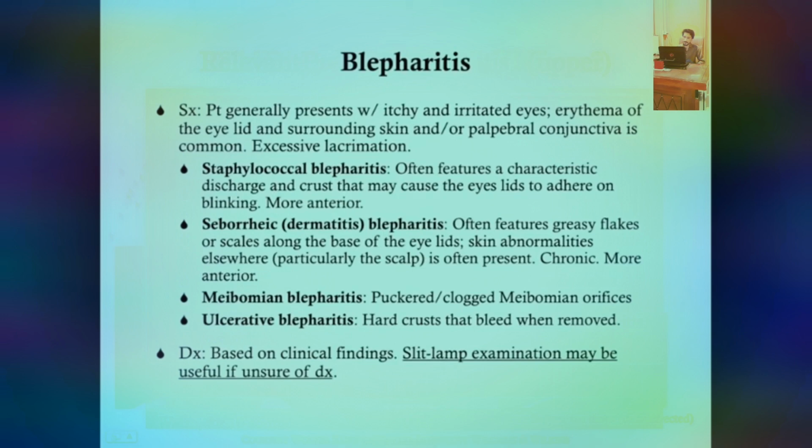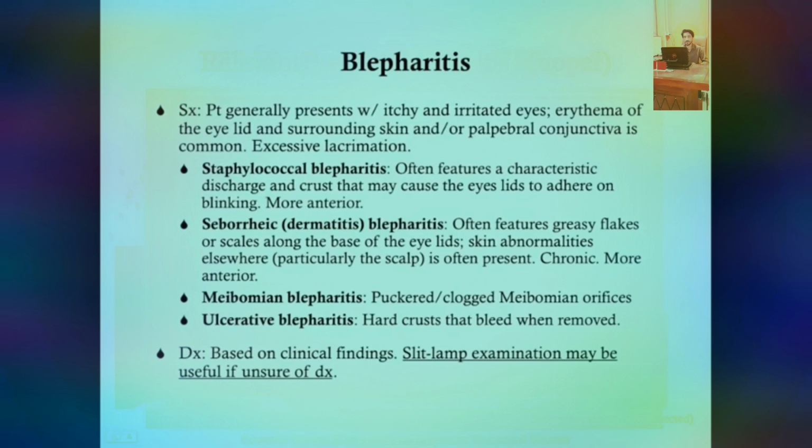A lot of times you'll also see a crust, which is just the discharge dried up. And this tends to be more anterior, more on the outer part of the eyelid than on the inner part of the eyelid. Seborrheic blepharitis, caused from seborrheic dermatitis, often features these characteristic greasy flakes or scales along the base of the eyelashes. And if the patient has seborrheic dermatitis, generally you'll see skin abnormalities elsewhere, particularly the scalp and along the nose. This is a chronic disease, and so the patient will typically have chronic blepharitis in addition to their chronic dermatitis caused from the seborrheic dermatitis.